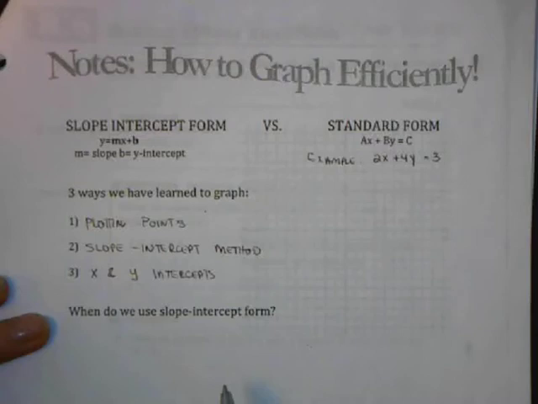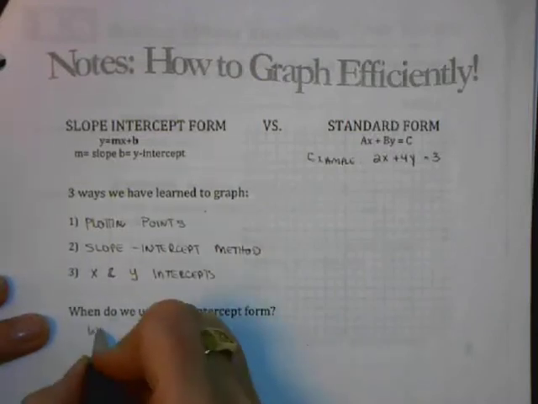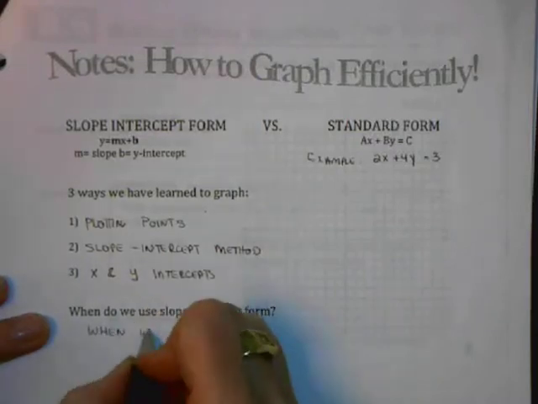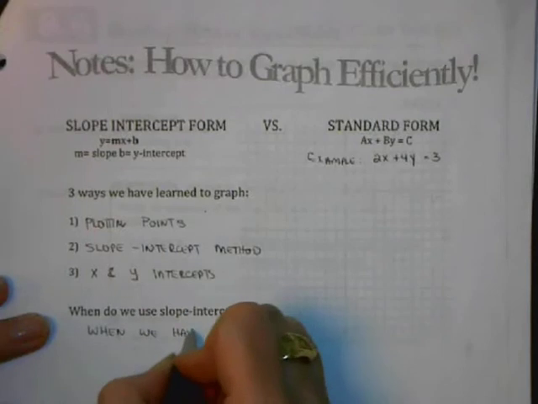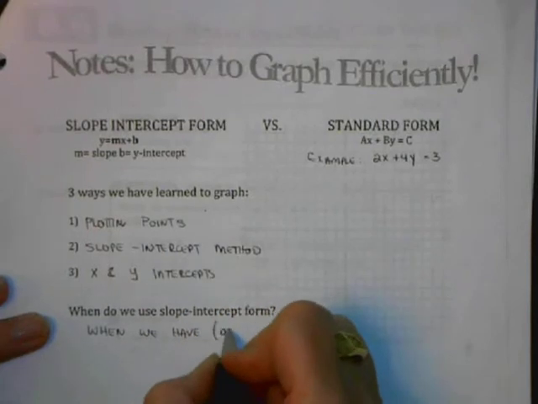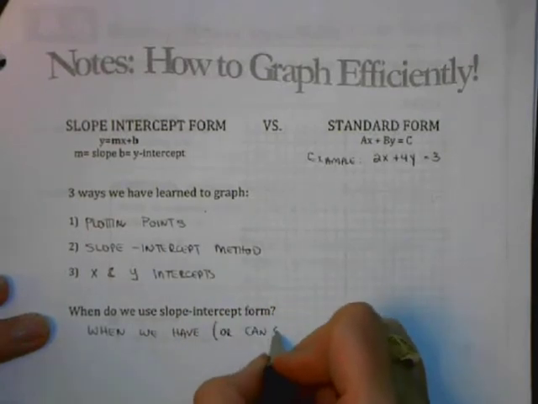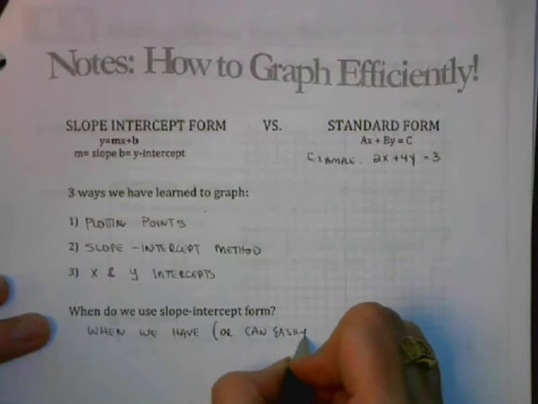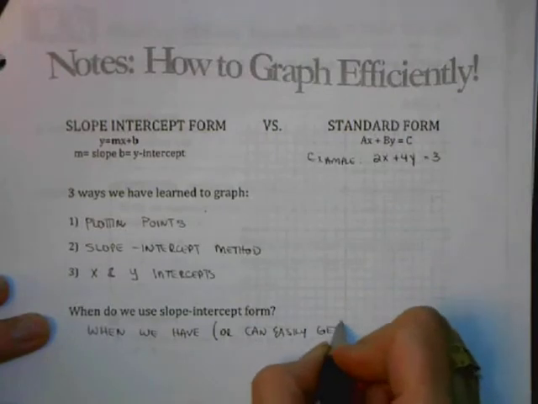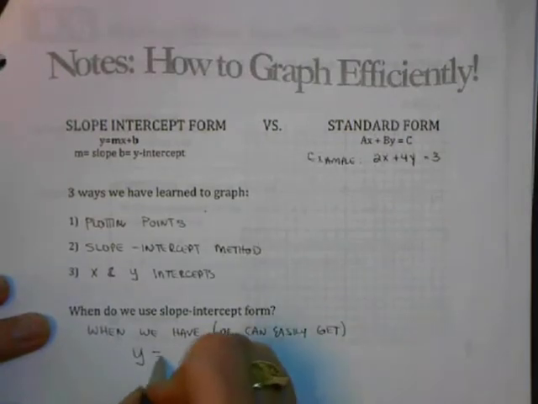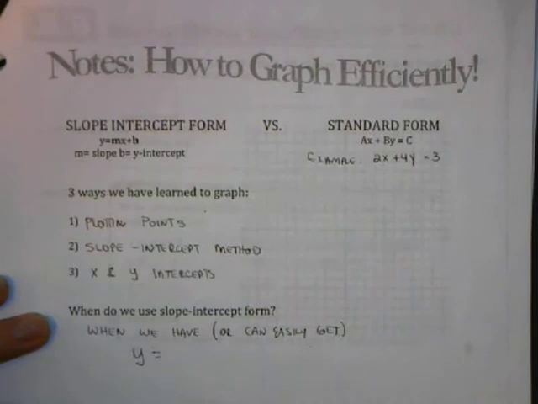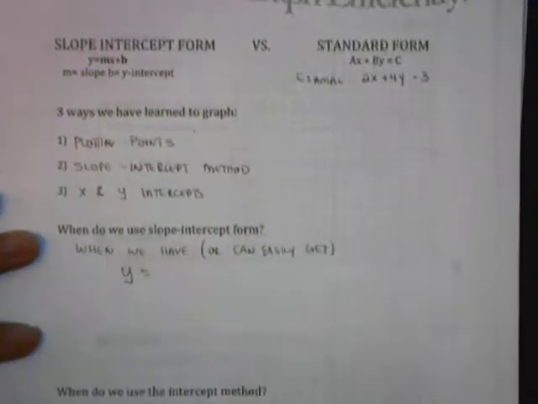All right, so when do we use slope-intercept form? When we have, or can easily get, y equals the rest of the equation. When we have the y by itself on one side of the equation, or when it's really easy to get y by itself on one side of the equation.